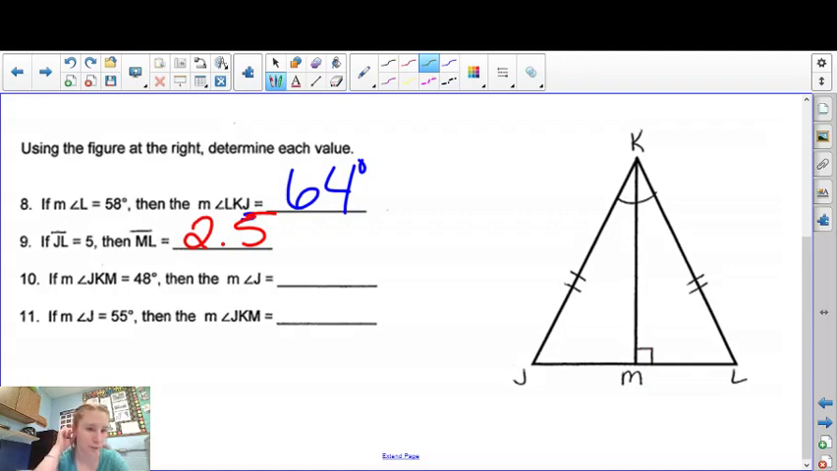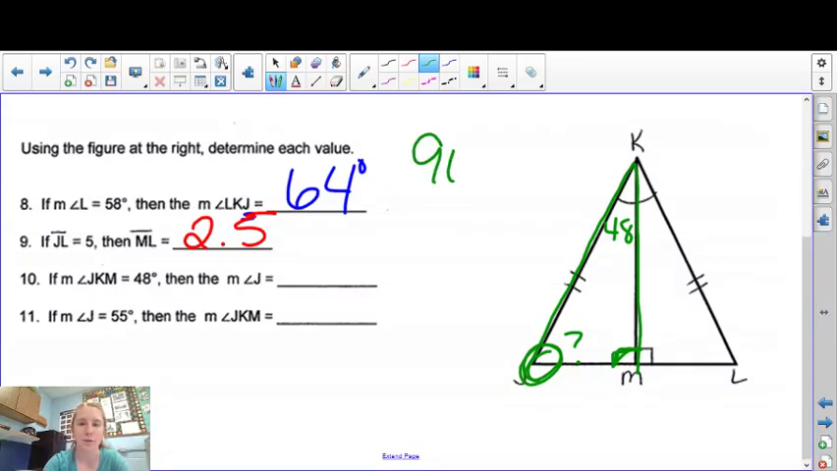Next one, if JKM is 48 degrees, then what's the measure of angle J? So it's this guy down here. Well, if the right side of M is a 90 degree, the left side of M also has to be a 90 degree. So that means that I have 90 left to work with after I've counted off that right angle, minus 48. Oh, what? That gives me 42.